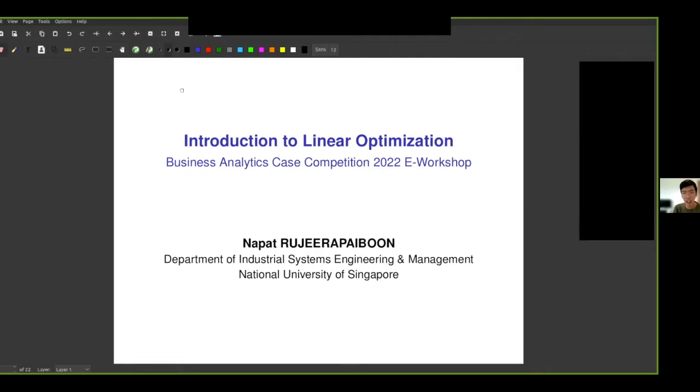So I'm sure that this is going to be useful for your case competition that will start later this month. Okay, I'm starting to share my screen now. I hope that you all can see my screen. If that is not the case, please let me know the problem so that I can fix it immediately. Otherwise, I would like to start this workshop now, and it should take about an hour, I believe.